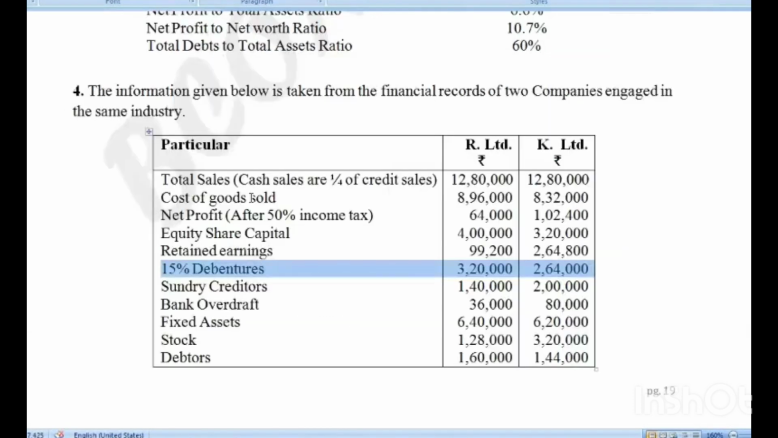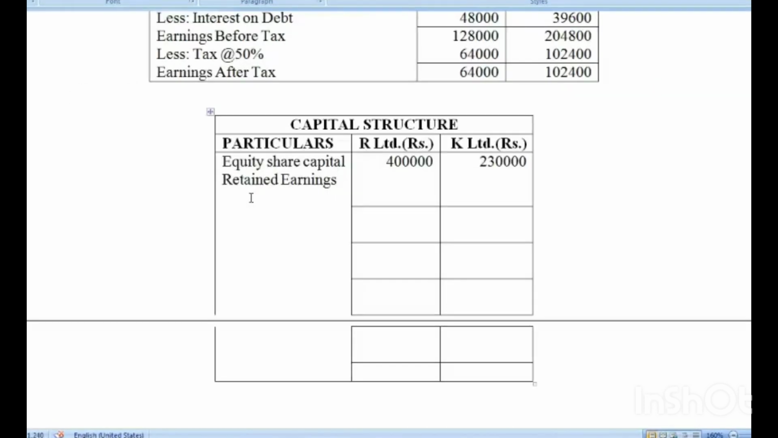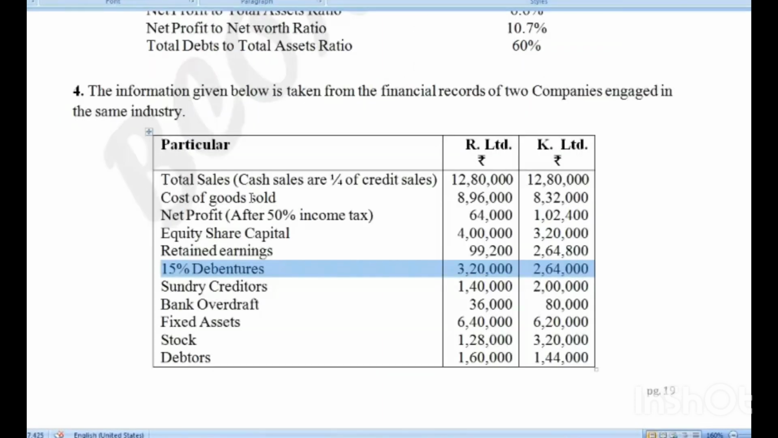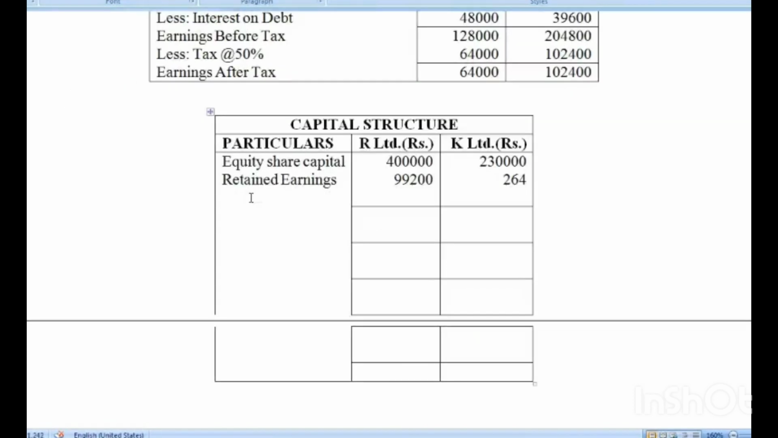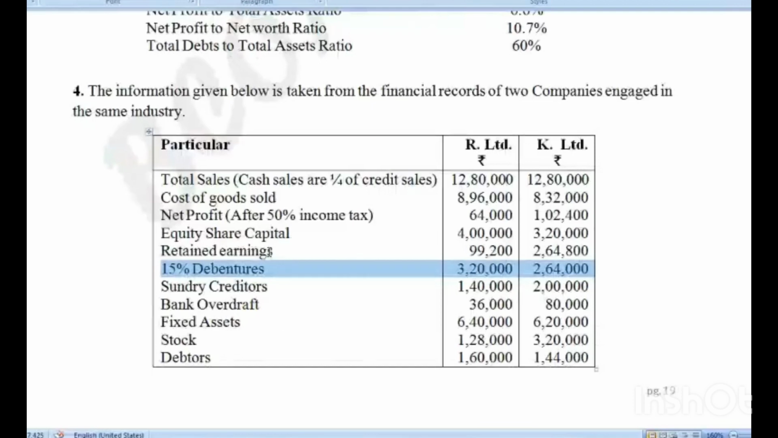So what is retained earnings here? 99,200 and 2,64,800. Okay. Now make the total of it. So here 4,99,200 and 5,84,800. Then after that, less fictitious assets. What is the information given regarding fictitious assets?